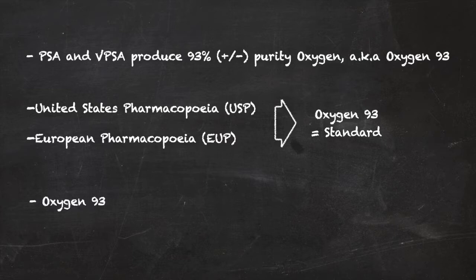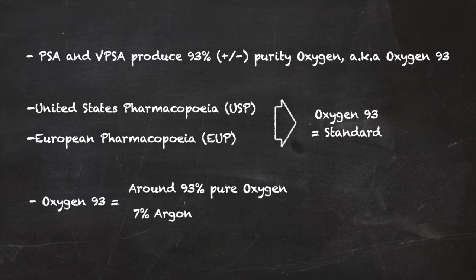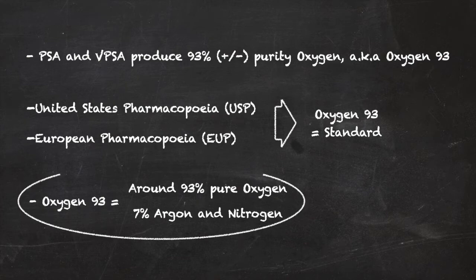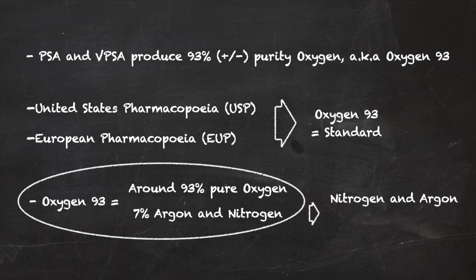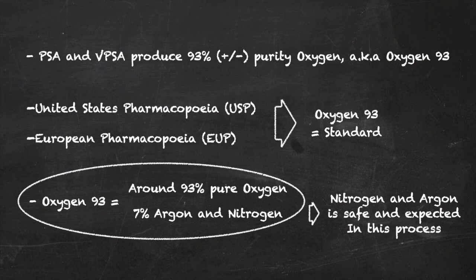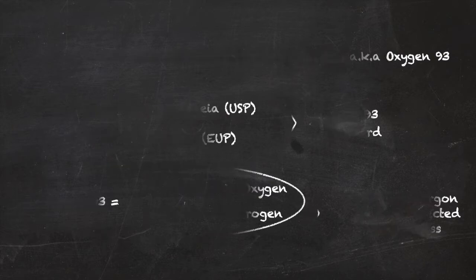The rest of the around 7% gas output in oxygen 93 consists of argon and nitrogen that did not get separated. Nitrogen makes up 78% of the air we breathe, and while oxygen concentrators are highly effective at removing the majority of the nitrogen, a small percentage can remain, and this is expected. Argon will make up the majority of the remaining percentage because argon and oxygen are similar-sized molecules, making the separation process difficult to differentiate between the molecules. Despite this, argon and nitrogen are inert gases and will not affect the overall quality of the oxygen.